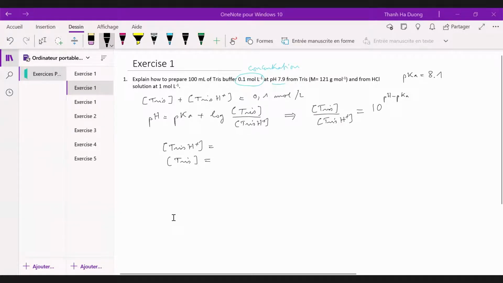Is the answer for the concentration of Tris H+ 0.0613? Yes, 0.0613. And the second one is 0.387. Yeah, 0.0387, not 0.37. Sorry. Okay, perfect.